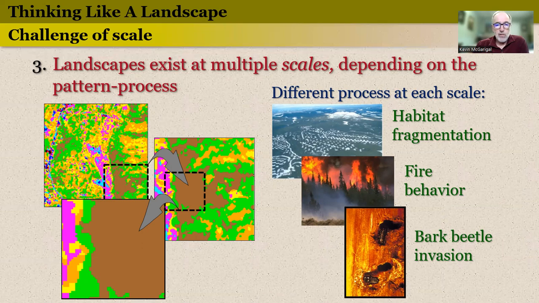linking those vegetation patterns to the process of habitat fragmentation, while those same vegetation patterns at an intermediate scale might be linked to the process of fire behavior. And again, those same vegetation patterns at a fine scale might be linked to the process of bark beetle invasion. So the same patterns might be linked to different processes at each scale, giving rise to a different landscape pattern process at each scale.